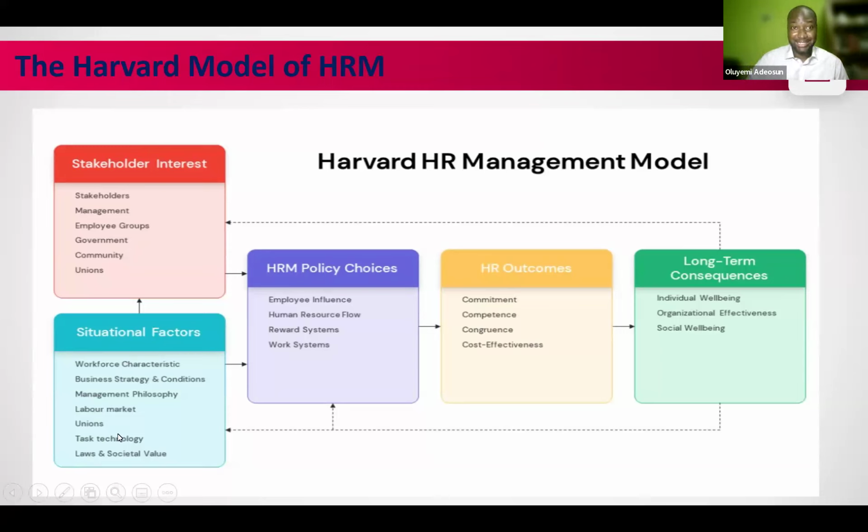You also have the labor markets. Do you have excess supplies of talent or shortage of talent, or excess in some roles, shortage in some roles? What kind of unions play in your sector? What is the kind of relationship and rapport you build with the unions? What technology is available, accessible to you, to your organization? Then what does the law say, the labor law and other subsidiary laws? Then what are the societal values?